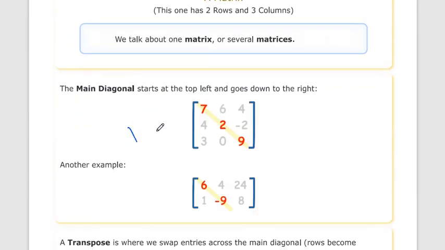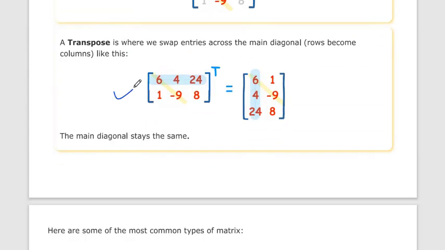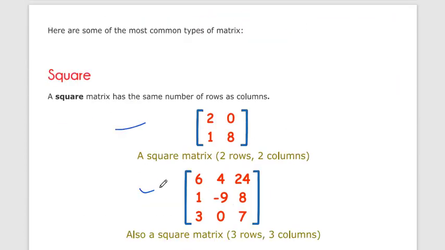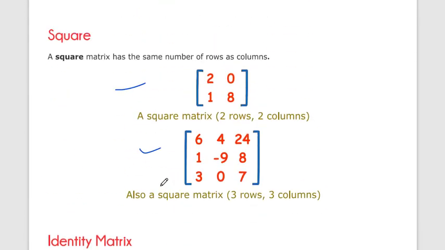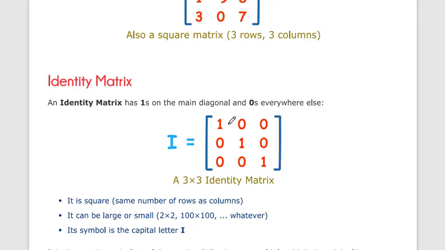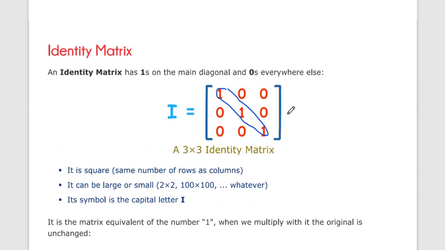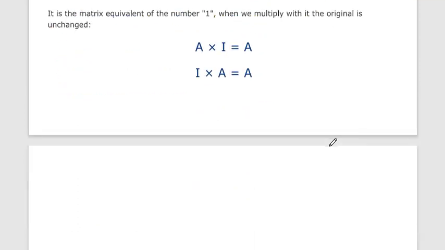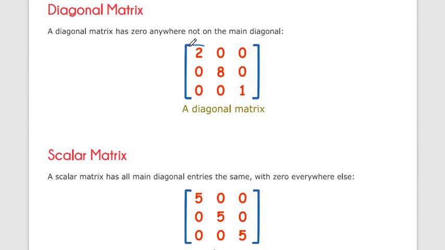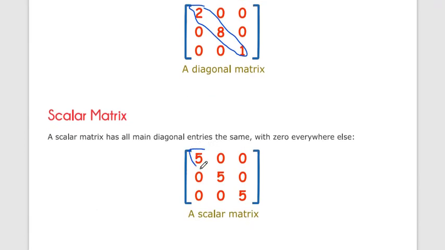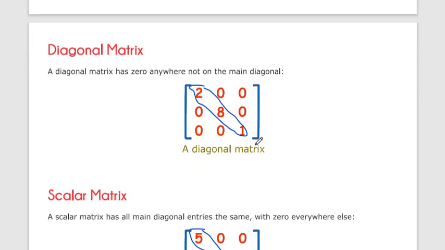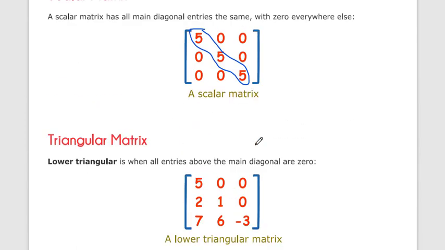Different types of matrix. This is the main diagonal. Transpose matrix, square matrix, 2 by 2, 3 by 3, which have the number of rows and number of columns the same. Identity matrix, which has diagonal elements all 1 and others all 0. Identity matrix is always a square matrix. Diagonal matrix has values in the diagonal but other values are 0. Scalar matrix has the same value in the diagonal. So do not confuse between identity, diagonal and scalar matrix.